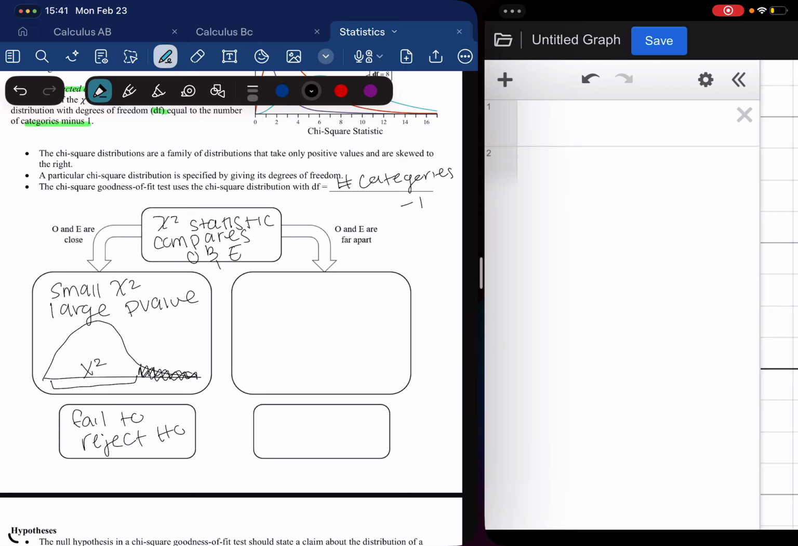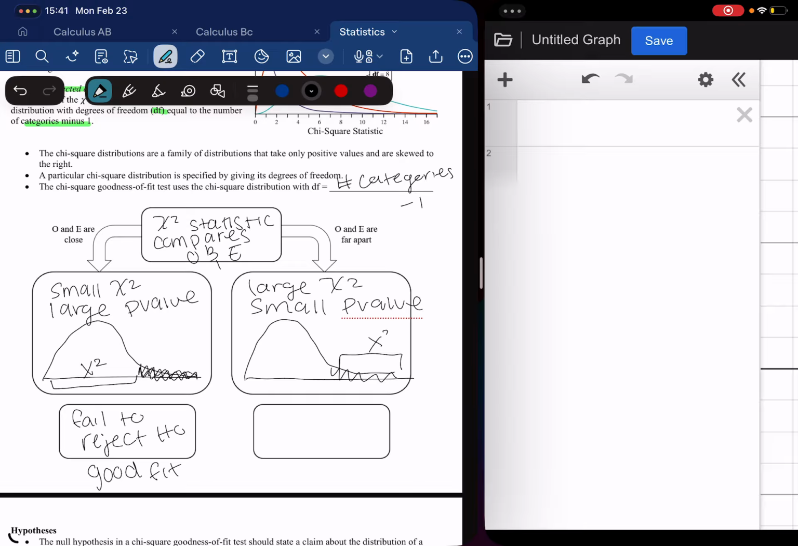Now let's look at our conditions. So we still have random and independent conditions. So random means we have a random sample or random assignment. Independence, we're using the 10% condition. Okay, and then for our quote-unquote normal condition that we used to prove, since chi-square distribution is not related to the normal distribution at all, we're going to use what's called large counts.